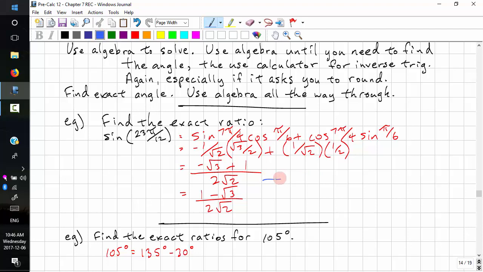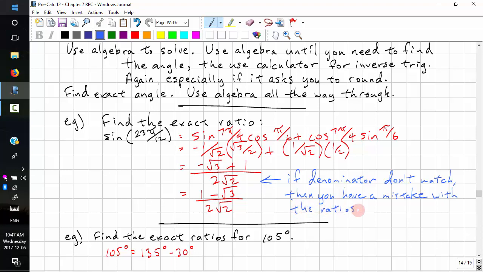So you have a problem if the denominators don't match. Okay, these two terms should always have a common denominator when we're using this identity.